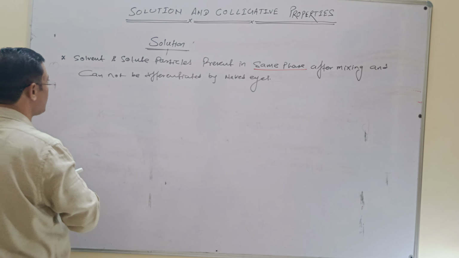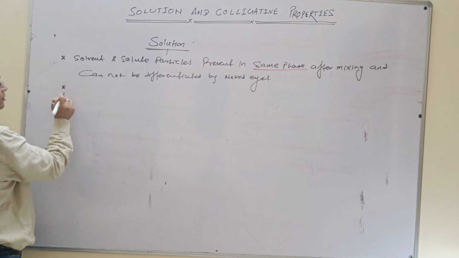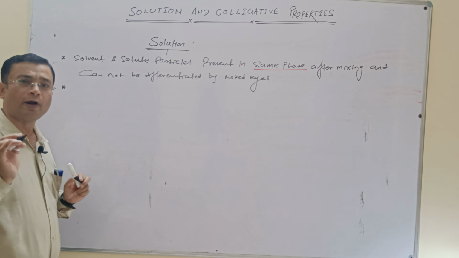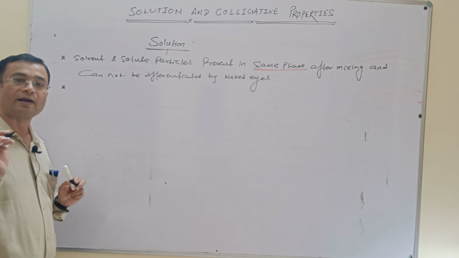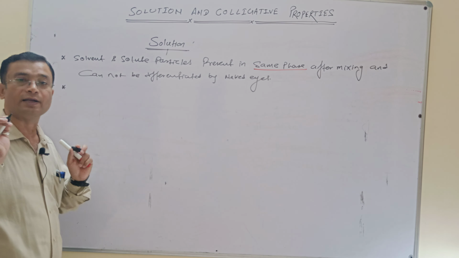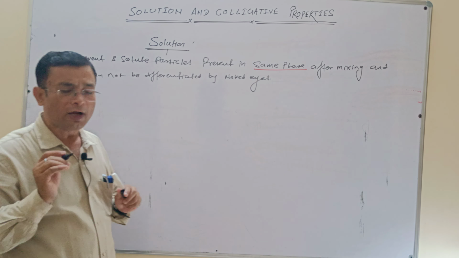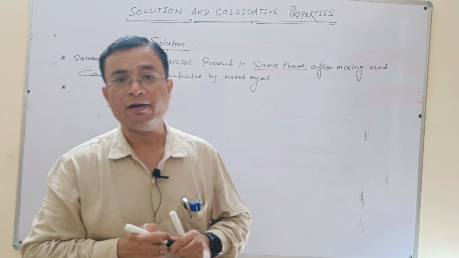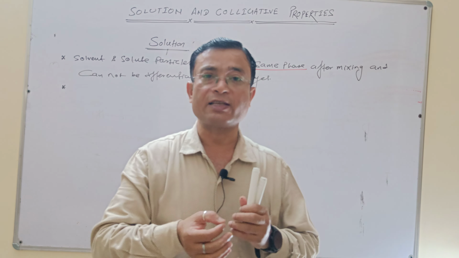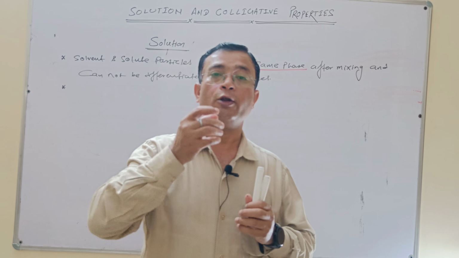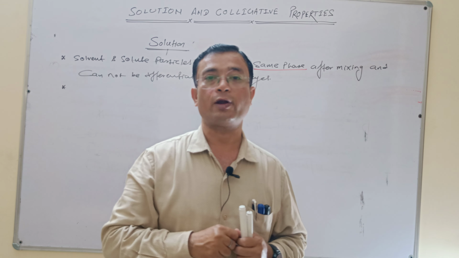And the very important is the condition for the homogeneous solution, that the components, that is the solvent and solute particles, should not react chemically with each other. What is the meaning of this word? The meaning of this word, when the chemical reaction between the substances occurs, then the new type of substance is formed, which is called as the product.